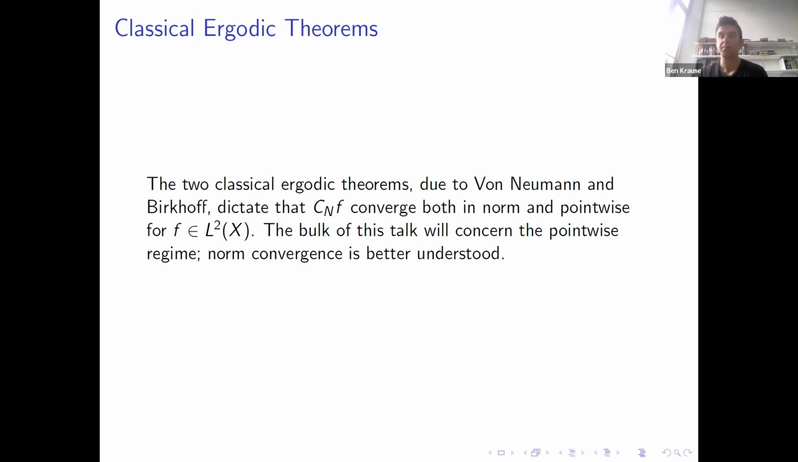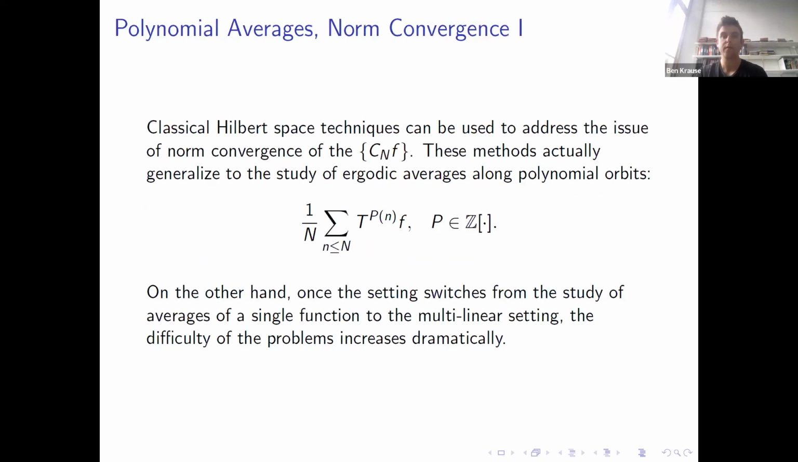Norm convergence is much better understood at this point. For instance, only a very little bit of Hilbert space orthogonality reasoning is required to prove norm convergence of these types of polynomial ergodic averages. In the standard Cesàro averages, this polynomial P is the identity, so I'm just looking at the average of T^n f in n. But using only a little bit more technology, one can prove that you have a similar norm convergence result for more general polynomial orbits.